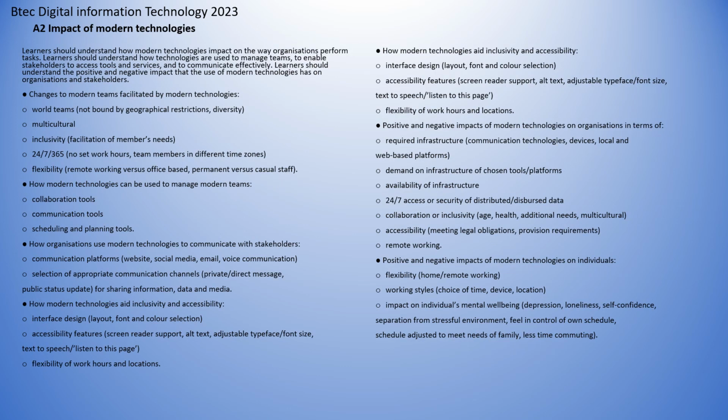A2 is the impact of modern technologies. How has technology changed the way that people are actually going to work at the moment? 24/7 access is what you expect from your bank and your mobile phone provider. Flexibility of time working, where you work, working at home and saving the commute? Are you working in another country for an organisation? That's A2.